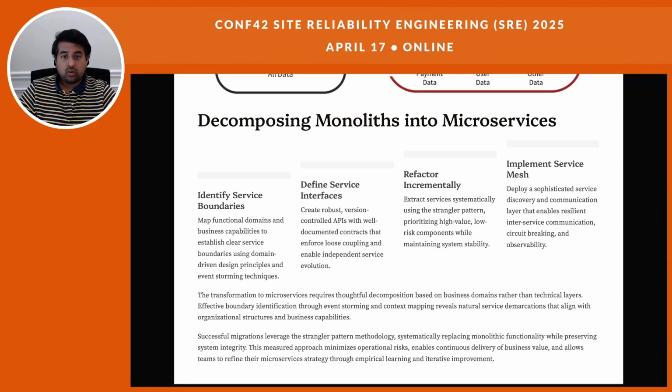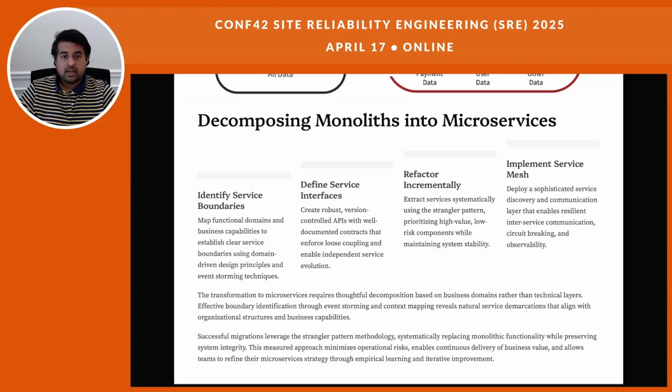Security. Implement robust security measures, including authentication, authorization, and encryption, to protect inter-service communication. Monitoring and observability. Implement comprehensive monitoring and logging to gain insights into service performance and identify potential issues. Database management.